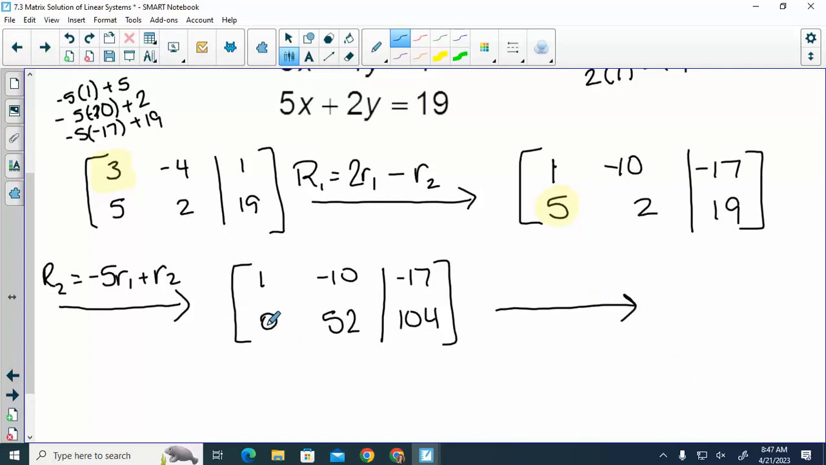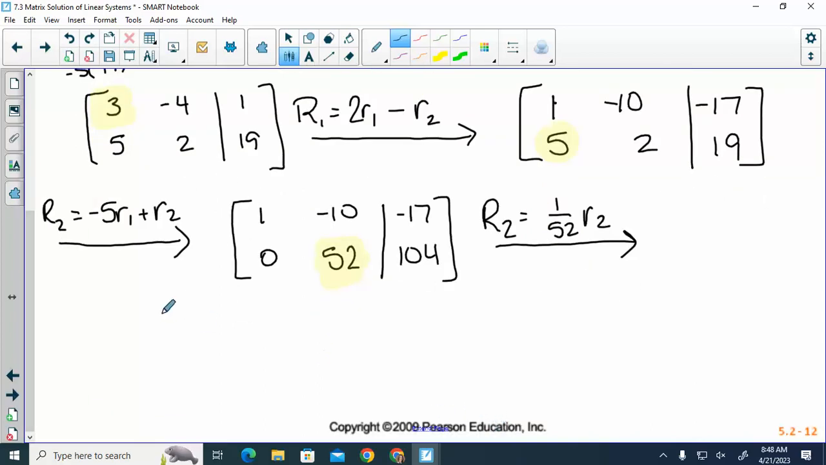Column 1 is done. So now what do we need? Get a 1 with column 2. Okay. Row 2, column 2 has to be a 1. What's an easy way that would always give me a 1? So just multiply by the reciprocal. I didn't change the first one. 0 times 1 over 52. 52 times 1 over 52. 104 times 1 over 52. 2. Alright.